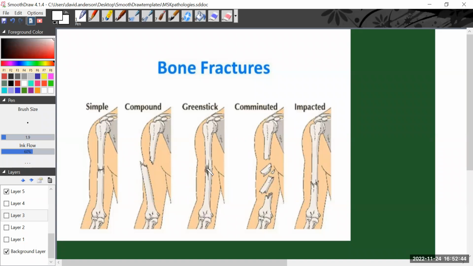Yes. And in a green stick, a younger individual might show a green stick fracture where there is some interruption, but not an outright fracture. There's more of a little bit of a bend. Comminuted because we have multiple pieces. And there's impacted right there. So those are just some visuals of different types of fractures that we can see.